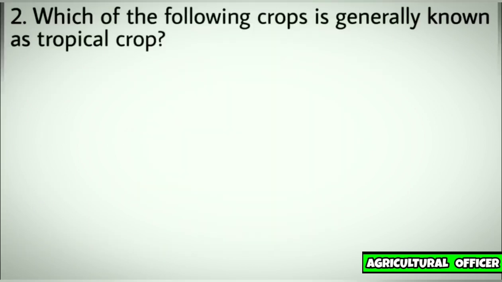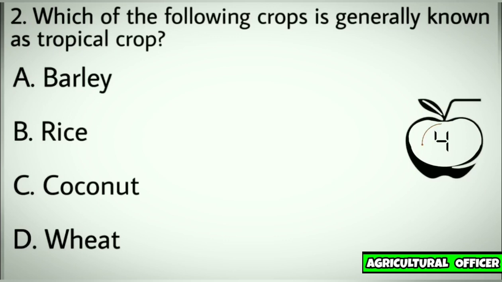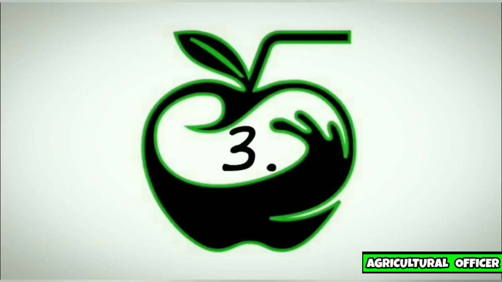Question number 2. Which of the following crops is generally known as tropical crop? Options: A. Barley, B. Rice, C. Coconut, D. Wheat. Correct answer: B. Rice.